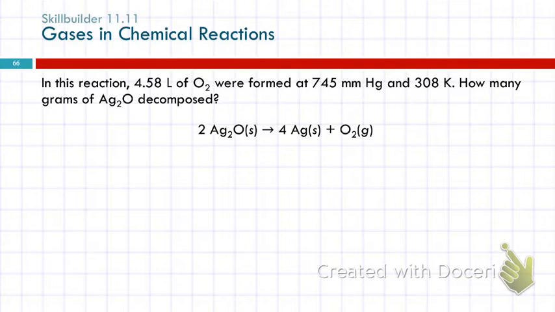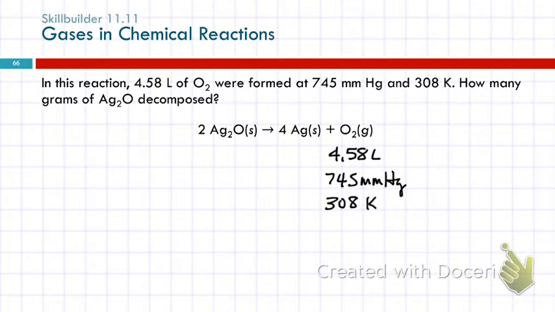So 4.58 liters of oxygen. So that's something about the oxygen. And we've got a pressure there, 745 millimeters of mercury. And the temperature, that's also of the oxygen. And the question, how many grams of Ag2O? Question mark, grams.